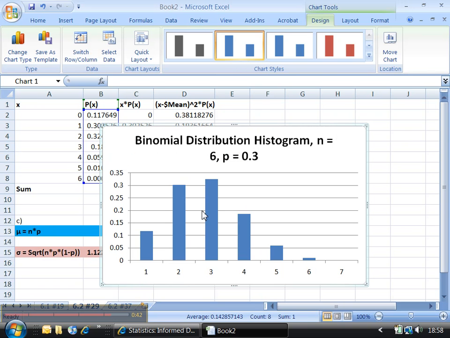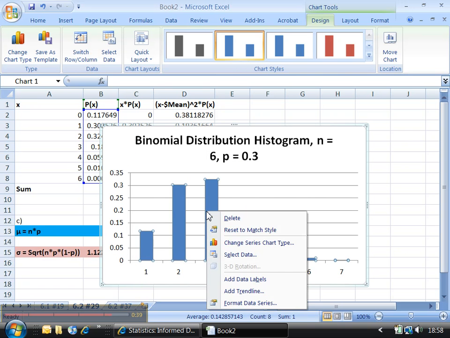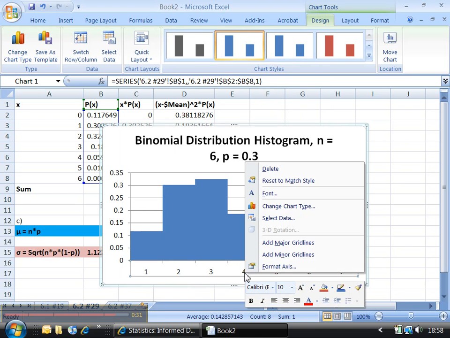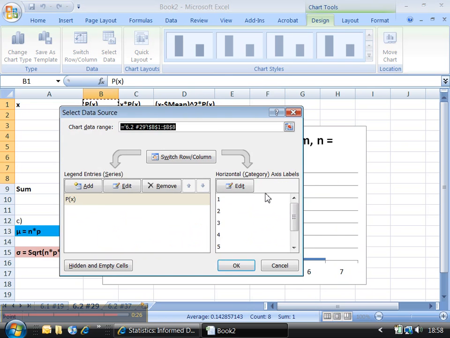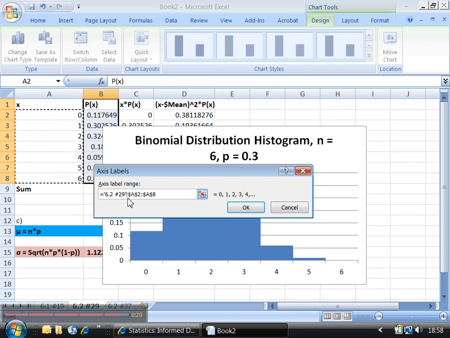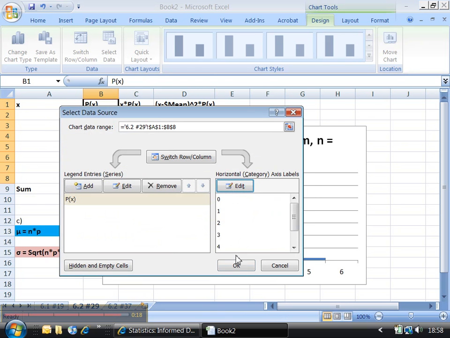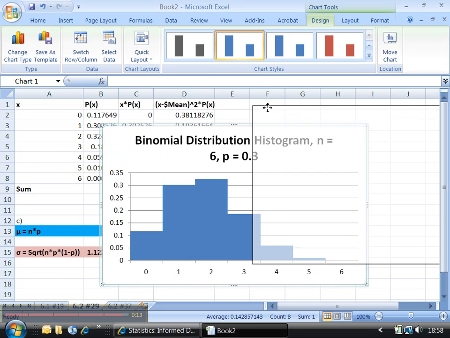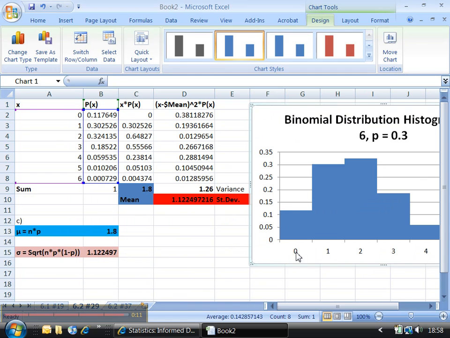The only other thing is we're not supposed to have the gaps. So let me right click, format data series, no gap, close. Right click on the horizontal axis, choose select data, horizontal axis edit, and for the axis labels you go over here and highlight 0 through 6 and say OK and say OK. There we go. We got our histogram. Bars are all touching and they've got the right horizontal axis.